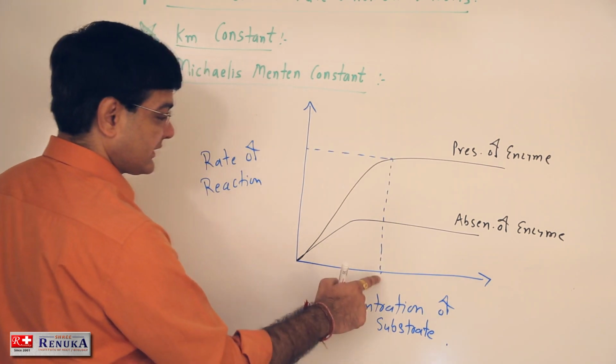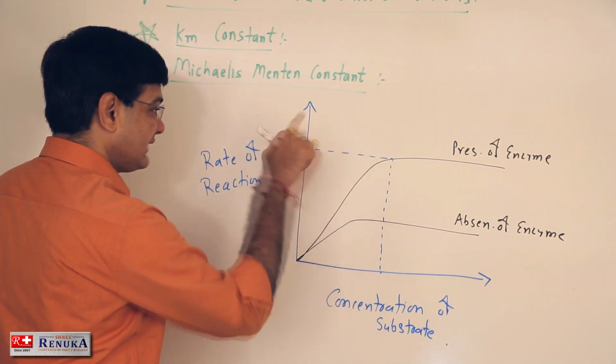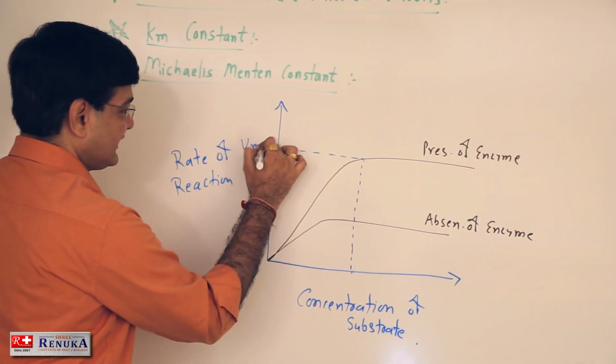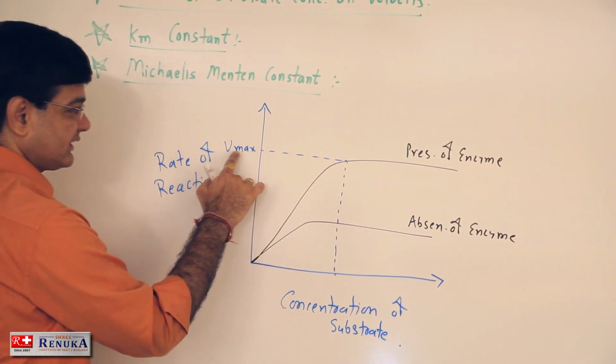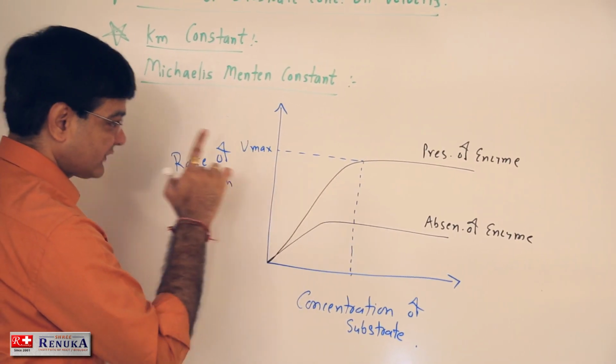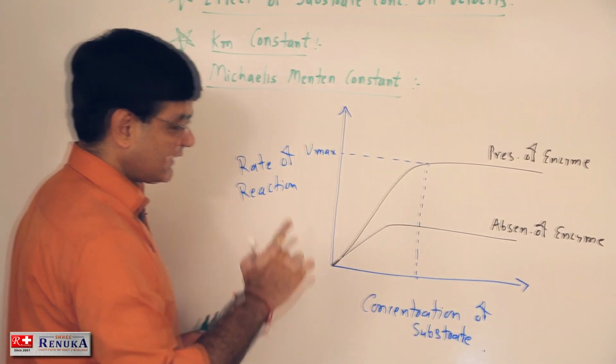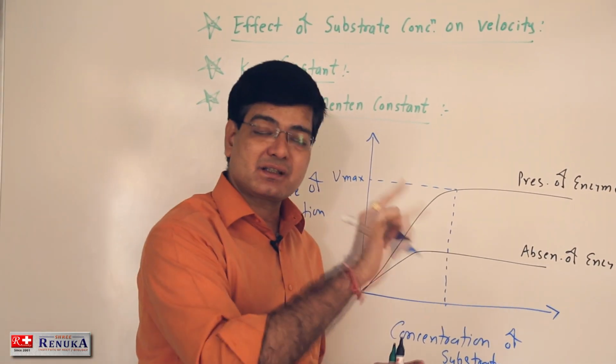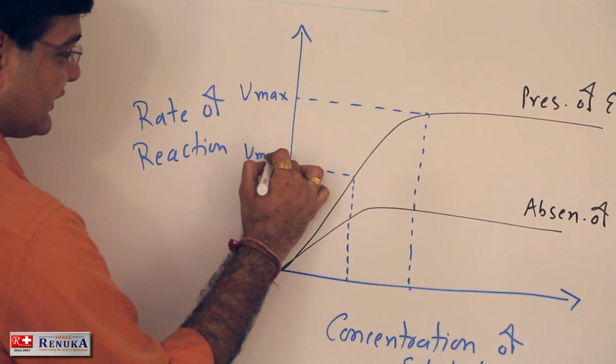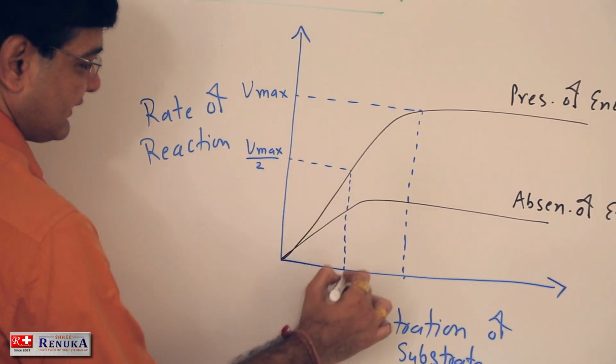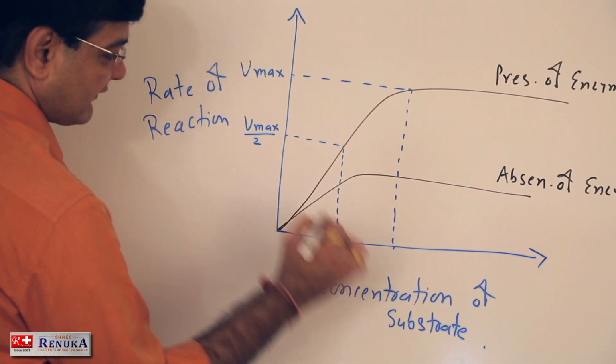When all the substrate present in the reaction binds with the enzyme, we can get V maximum, that is velocity of the reaction is maximum. It means all enzymes are used to bind with the substrate. V maximum is half, that is called as a Km value.